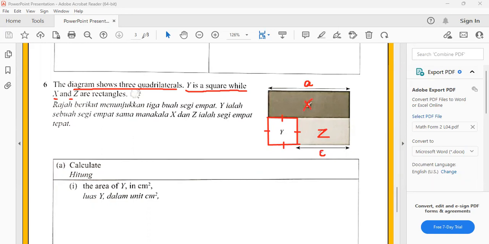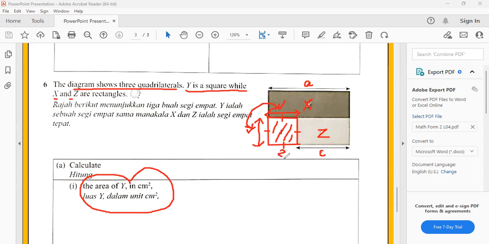Now, how are we going to calculate the area of Y in centimeters squared? That means I want to know what this area is in centimeters squared. Now, if I want to know this area, I must know my length and also my height, which happens to be the same. So if I know this, I can multiply it by the same thing here. This and this will be the same.